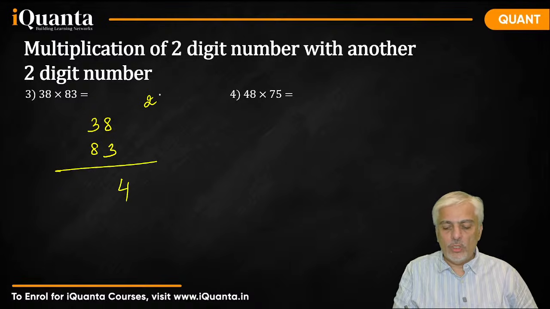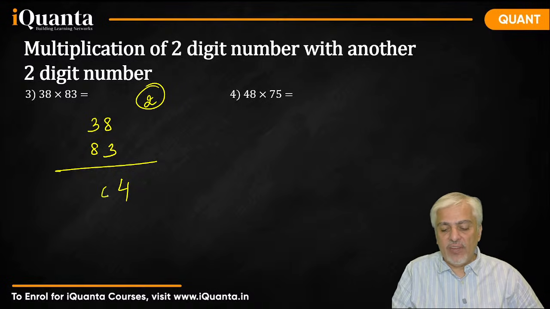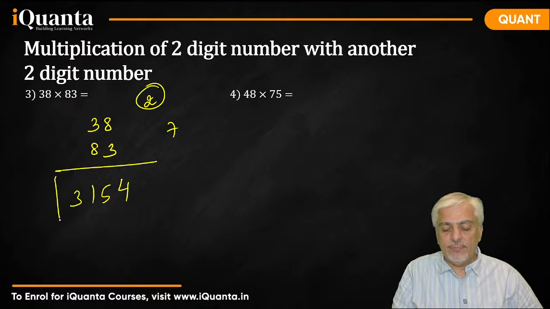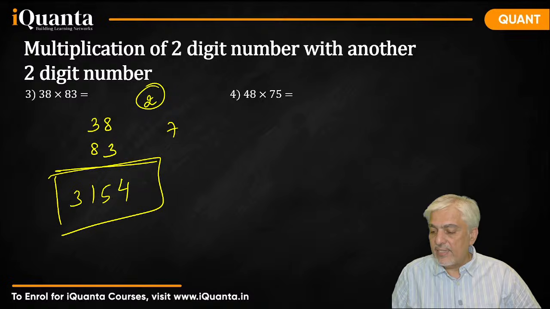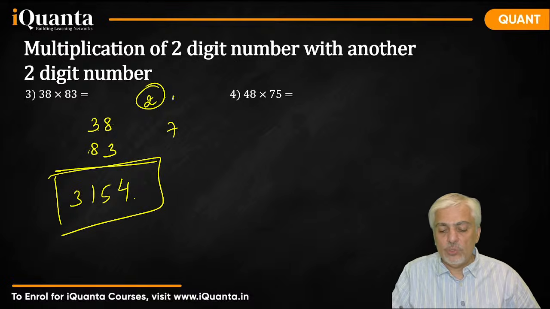24, 2 carry. 9 plus 64 is 73. 73 plus 2 is 75. 7 carry. 24 plus 7, 31. 0 कहाँ से आ गया श्रेया? 0 कहाँ से आएगा इस सब में? 3 8s are 24. 2 carry. 9 plus 64, 73. 73 plus 2, 75. 7 carry. 24 plus 7, 31.